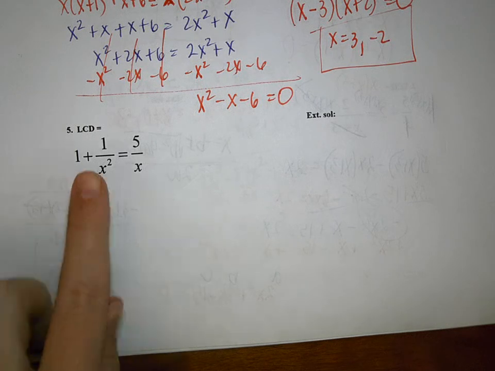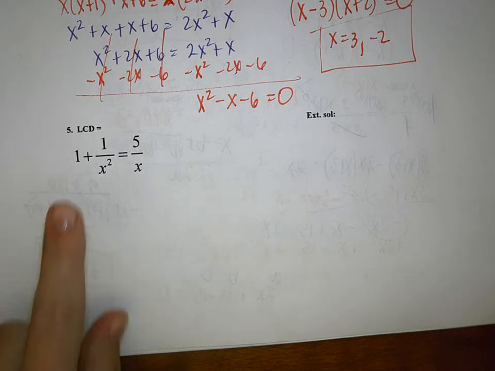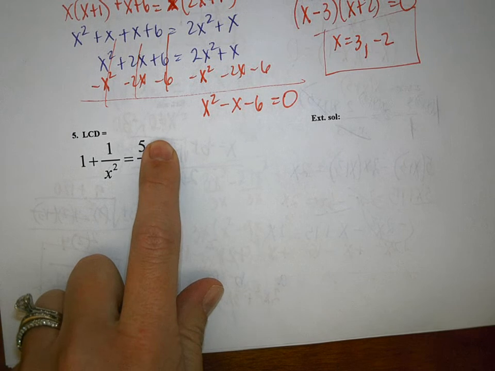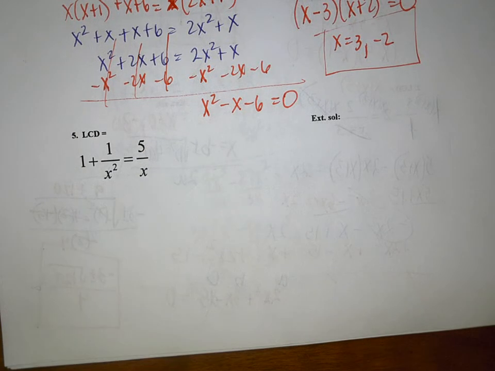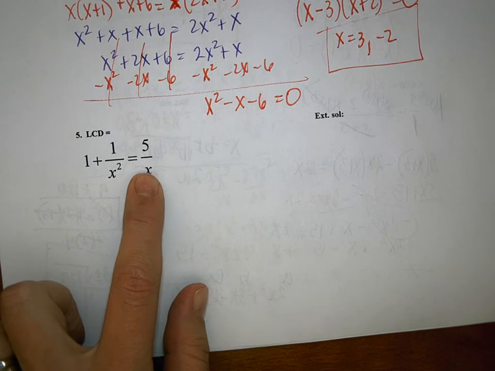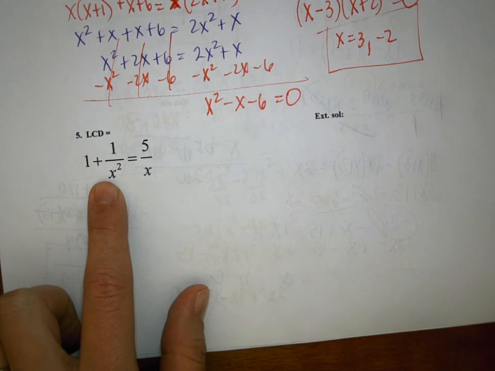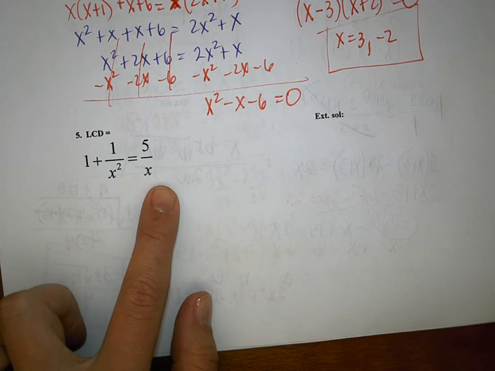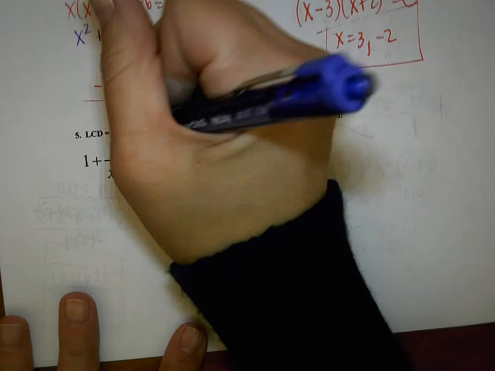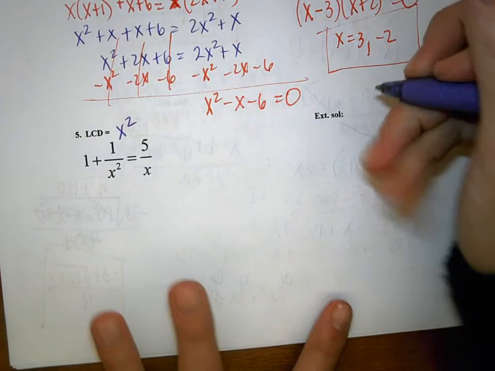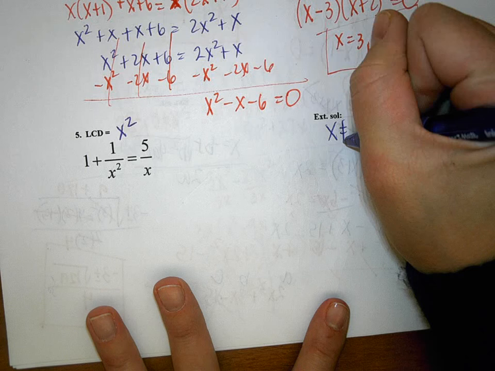If I used x squared and I multiplied this by x squared, would it get rid of the x? Yes, it would, because you cancel out one x with the x squared and you'd have one left on top. Just like if I had a 3 here and a 6 here, I could use 6 because 3 would reduce with the 6, right? So your LCD is x squared. What is my extraneous solution? 0. Very good. 0 is correct.